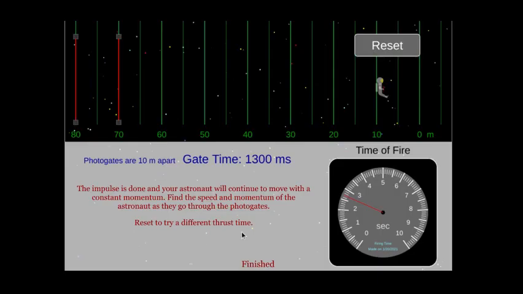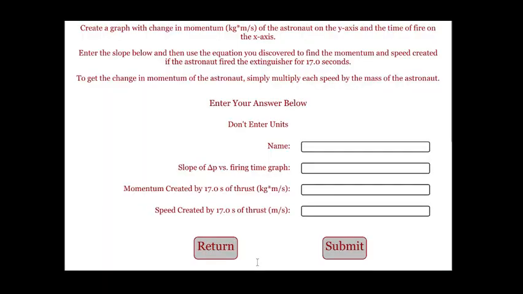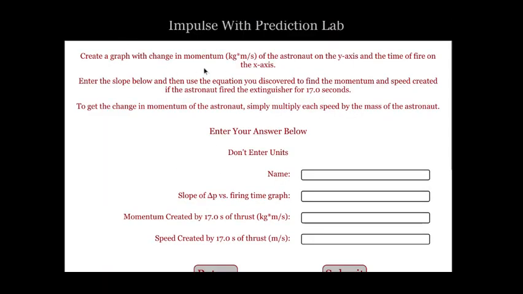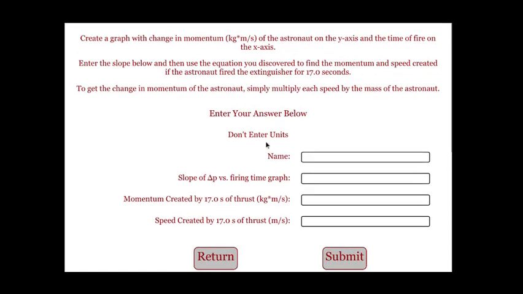At the bottom of the sim, when you hit finished, it's going to ask you to make a graph and use the graph equation to calculate the momentum created if the fire extinguisher was on for 17 seconds, and the speed if it was on for 17 seconds. So you're going to have to make a graph, and I'm going to show you the graph you're going to make and all that stuff in just a second.